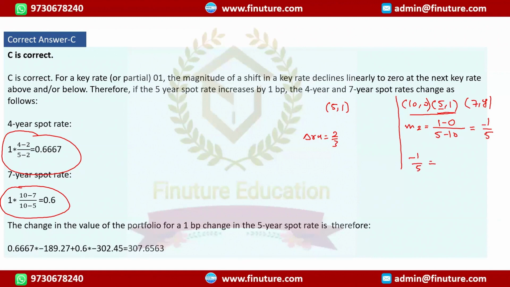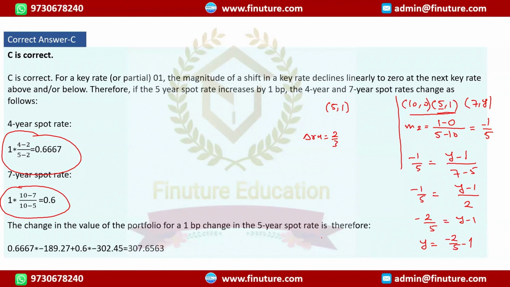So I will substitute this in y minus 1 upon 7 minus 5. So it's 1 minus 1 upon 5 is equal to y minus 1 upon 2. So it would be minus 2 over 5 and equal to y minus 1. So if I add minus 2 over 5 and minus 1, again it is greater than 1.